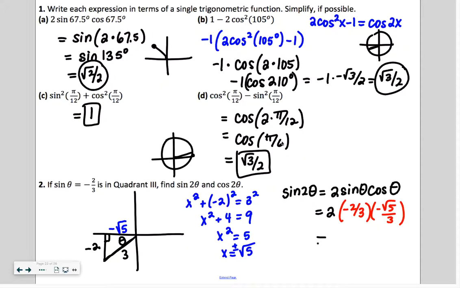And we start multiplying across the top. If you want to think of that as over 1, you can. So we have 2 times negative 2 times negative root 5. So we get positive 4 root 5 over 9. Exactly, good.